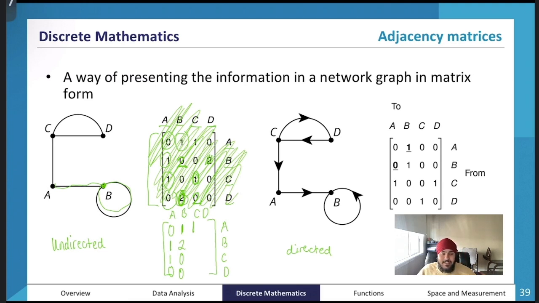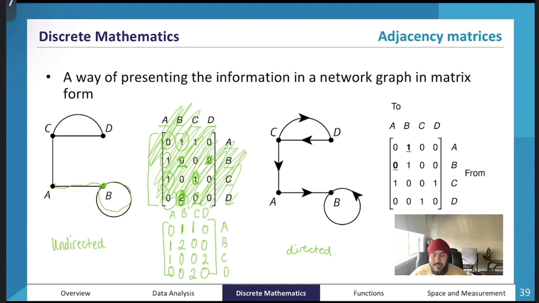Then looking at C, it is connected to A, and it is also connected to D twice. So I'll put a 0, 2 here. And then looking at D, D is connected to C 2 times, and the rest is 0. Cool, so that is our undirected adjacency matrix.